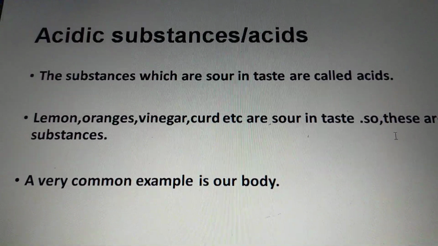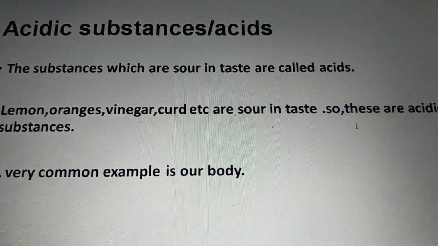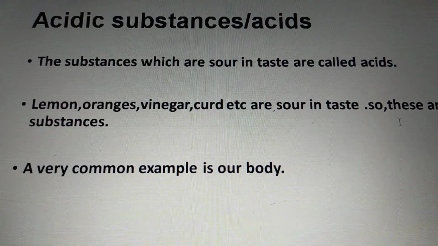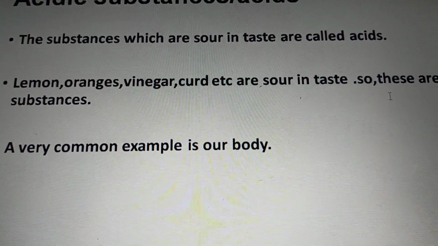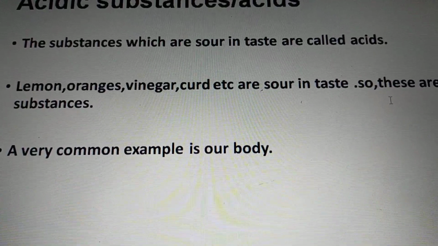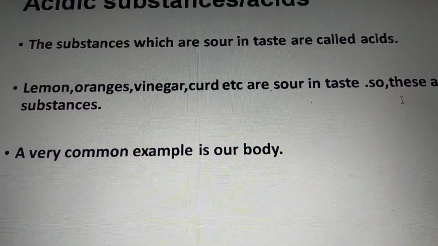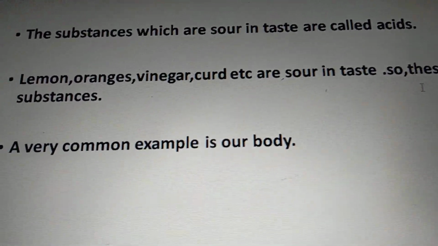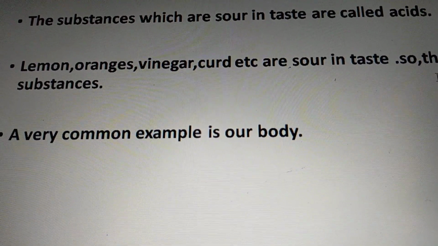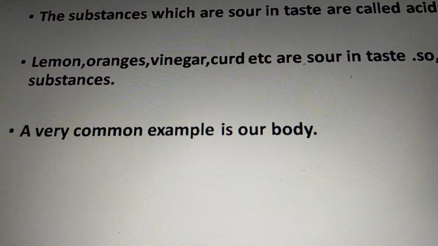Like lemon, oranges, vinegar, curd, etc. These are all sour in taste. So, these are acidic substances. Right? Now, the nature of these acidic substances is obviously what? Acidic. Now, let me tell you an example. A very common example is the human body. Means our body. What is it made up of?